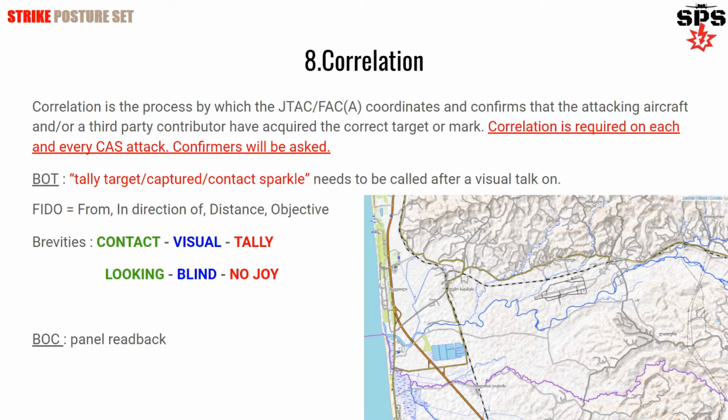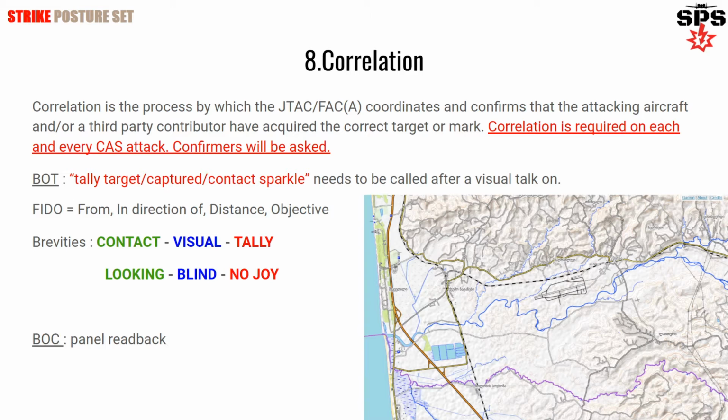Correlation is the process by which the JTAC/FAC coordinates and confirms that the attacking aircraft and/or third-party contributor have acquired the correct target or mark. And here, third-party contributor is very important. Don't forget, if you have third parties, to correlate with them as well. If you use two different aircraft for lasing, you will have to correlate with both of them. If you use, let's say, another JTAC to ground lase the target for you, you will have to correlate with him. And correlation is required on each and every CAS attack.